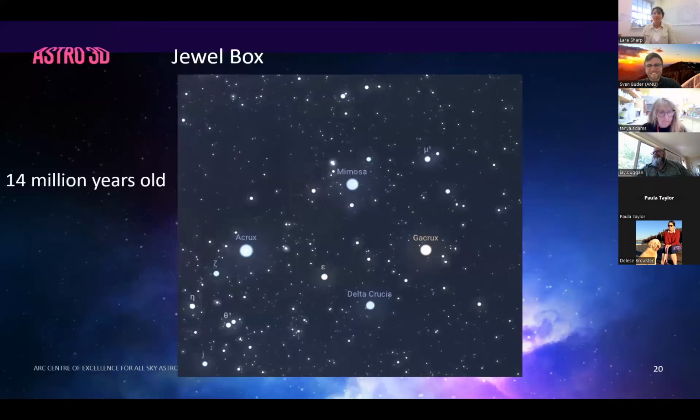Jewel Box. This is the one we talked about earlier. It's about 14 million years old. And what we need to do here is find the Southern Cross. And there it is. The Jewel Box is right near the left-hand side of the cross, if we think of this one as being the top. And it's in the scheme of things very young, only 14 million years old.